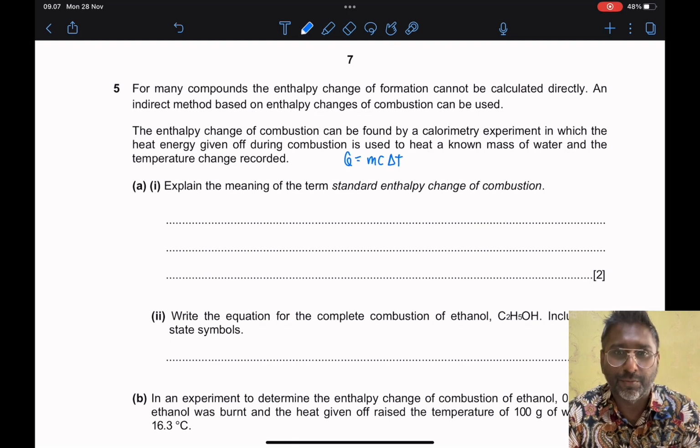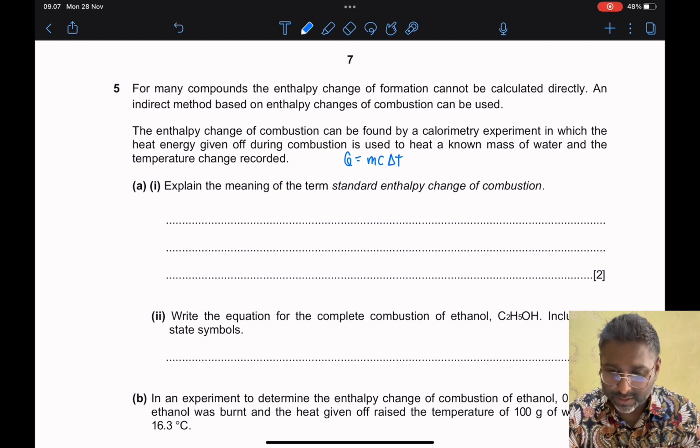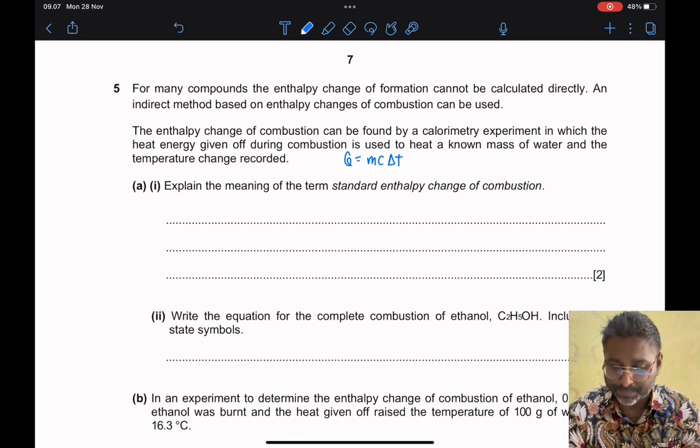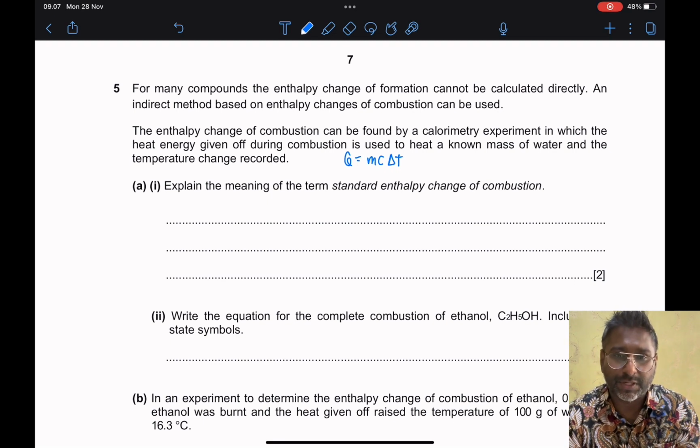Our assumption over here is that all the energy that is used to heat the mass of water is going to come 100% from the reaction itself. So that is our assumption. That's why we use the mass of the water and the temperature change of the water.